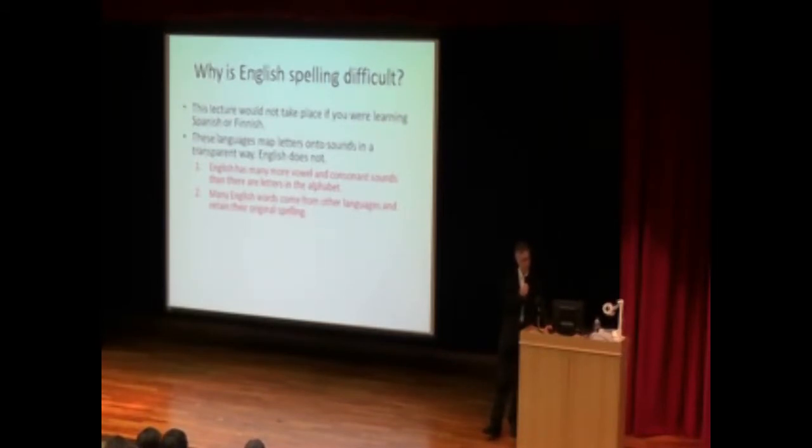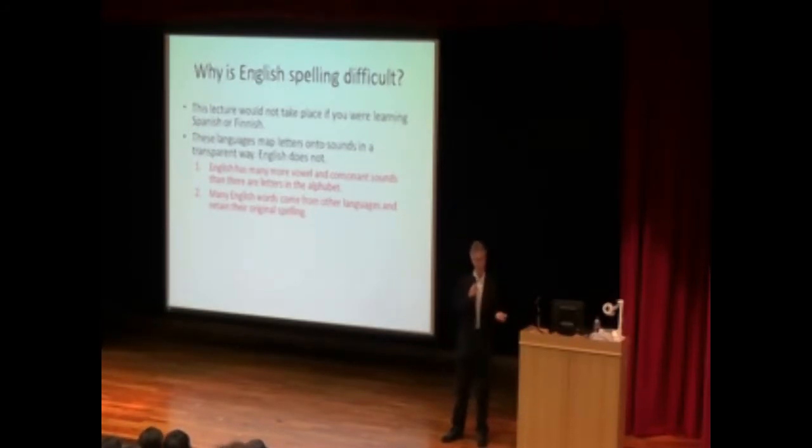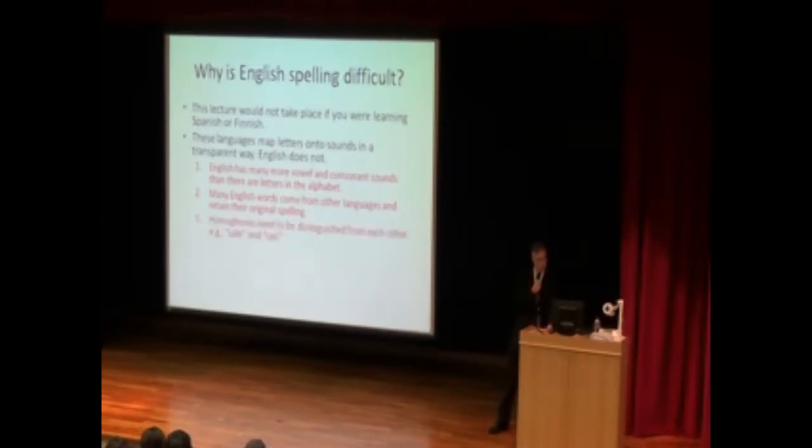Second reason, many English words come from other languages and retain their original spelling. Dr. Tim Taylor in lecture four will be talking about words and their origins, so I won't be going into that so much, but I'll give you one or two examples. I'm sure most of you know, for example, that every word in the English language that ends with T-I-O-N is a French word, comes from French. Or if it ends in Q-U-E, like Czech, it comes from French. English has many, many words from French.